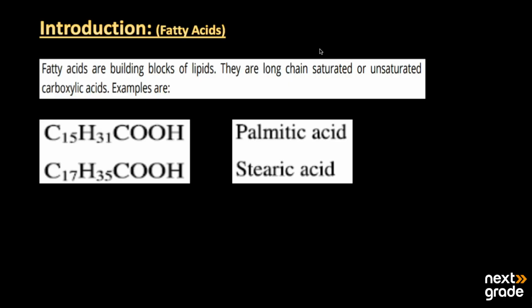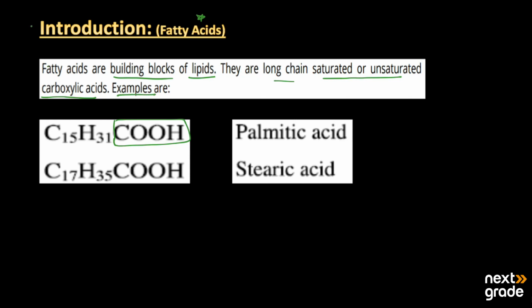So, the topic we will discuss today is about the fatty acids. Fatty acids are known as the building blocks of the lipids. All the lipids are mainly made up of fatty acids, and fatty acids are long chain saturated or unsaturated carboxylic acids. If we have the simple structure of the carboxylic acids, the group COOH will be attached at the end of the chain. Then they are known as the carboxylic acids.